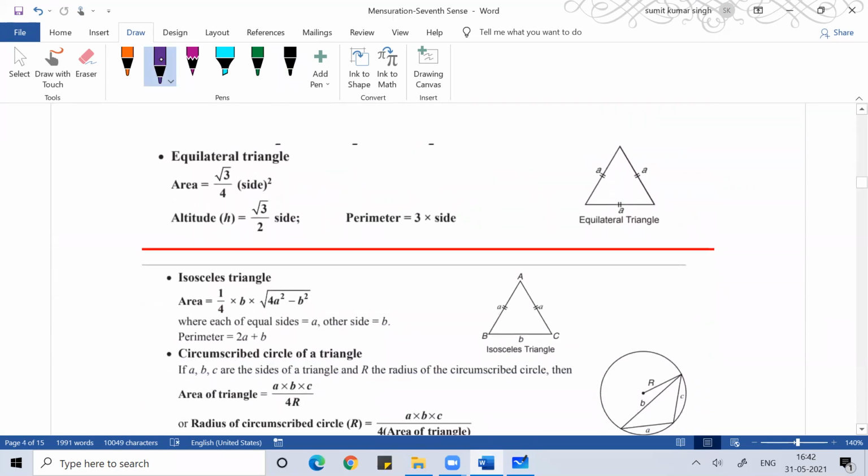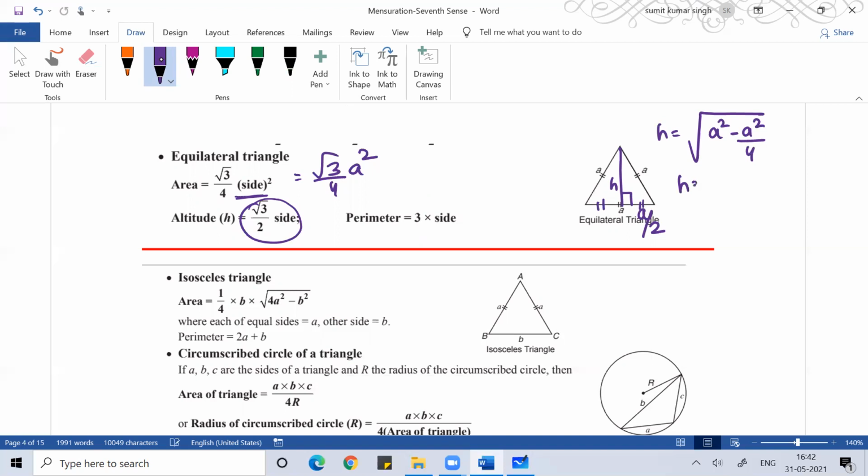Then the equilateral triangle: you know the formula. The area of an equilateral triangle is root 3 by 4 a square. Then this question comes in many exams: what is the altitude of an equilateral triangle? It is very easy. The altitude bisects the base, so the half base is a by 2. The value of h is the square root of a square minus a square by 4, which is the square root of 3a square by 4, so h is root 3 a by 2.